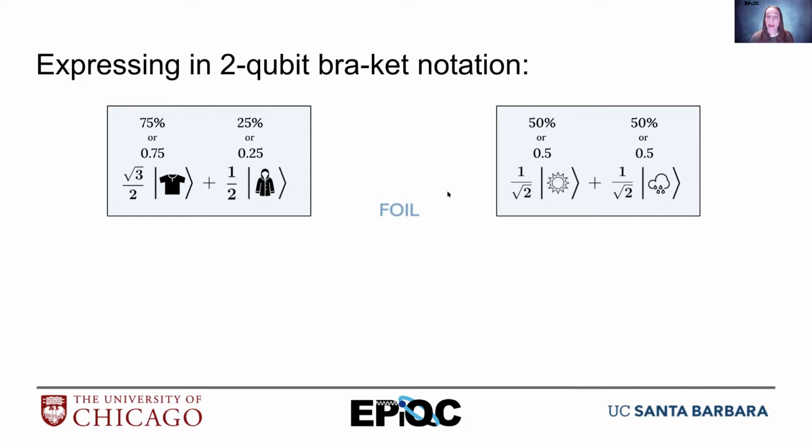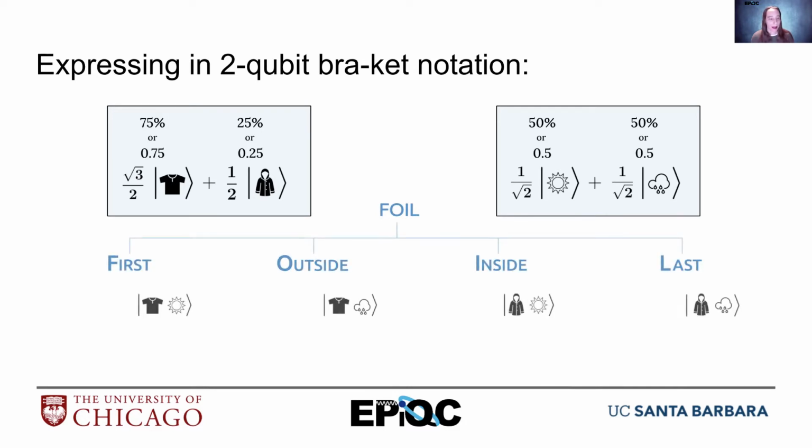Okay, so this is like algebra. First, outside, inside, last. And so we take the first 2, which are forgetting my raincoat and sunny. And then the outside are forgetting my raincoat and raining. And then inside is remembering my raincoat and it's sunny. And the last one is remembering my raincoat and it's raining.